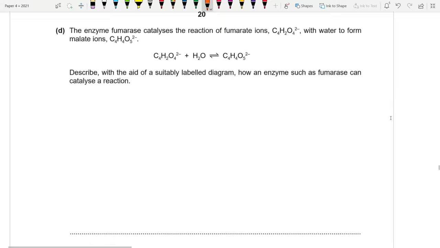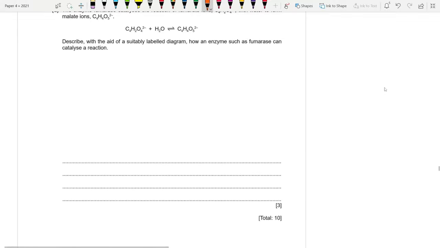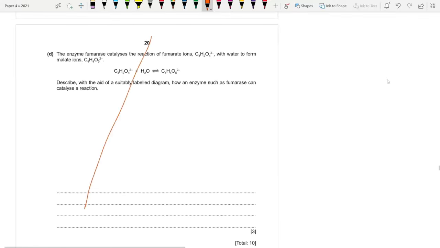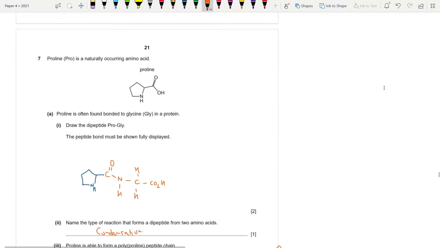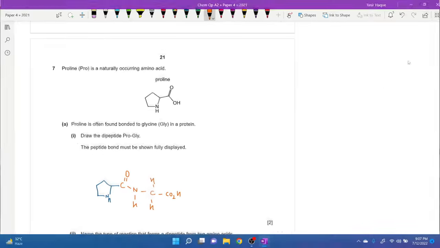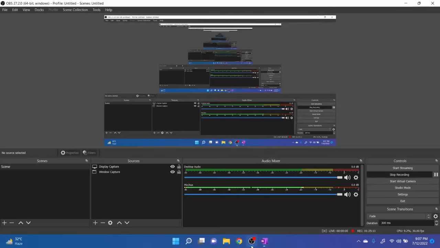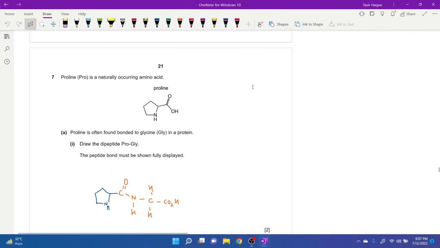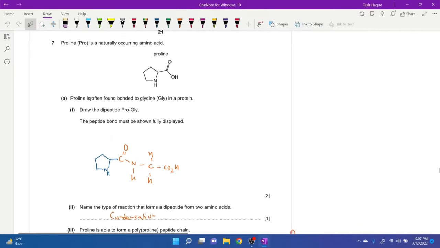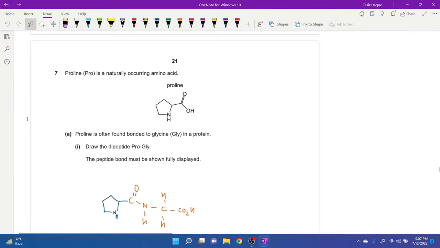Now for D, enzymes are not in our syllabus anymore from 2020 onwards, so I'm going to skip this, okay? Moving on to our last question. This is a bit complicated, question number 7. Find the last one. It's been a long time since I've started recording. It's been 1 hour 25 minutes already. It takes a lot of time to solve a chemistry paper 4. Okay, let's begin.